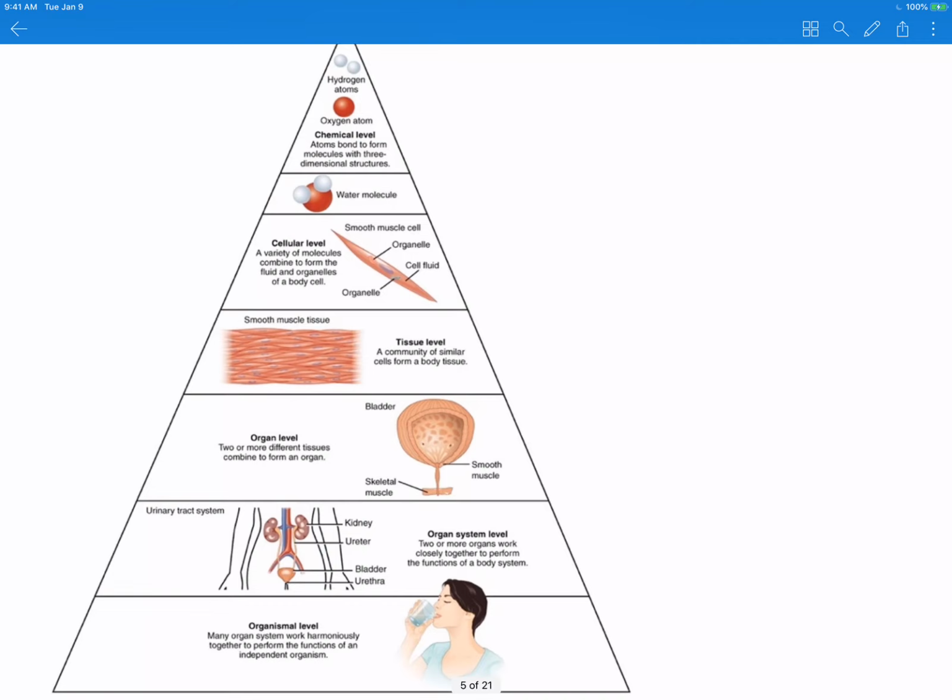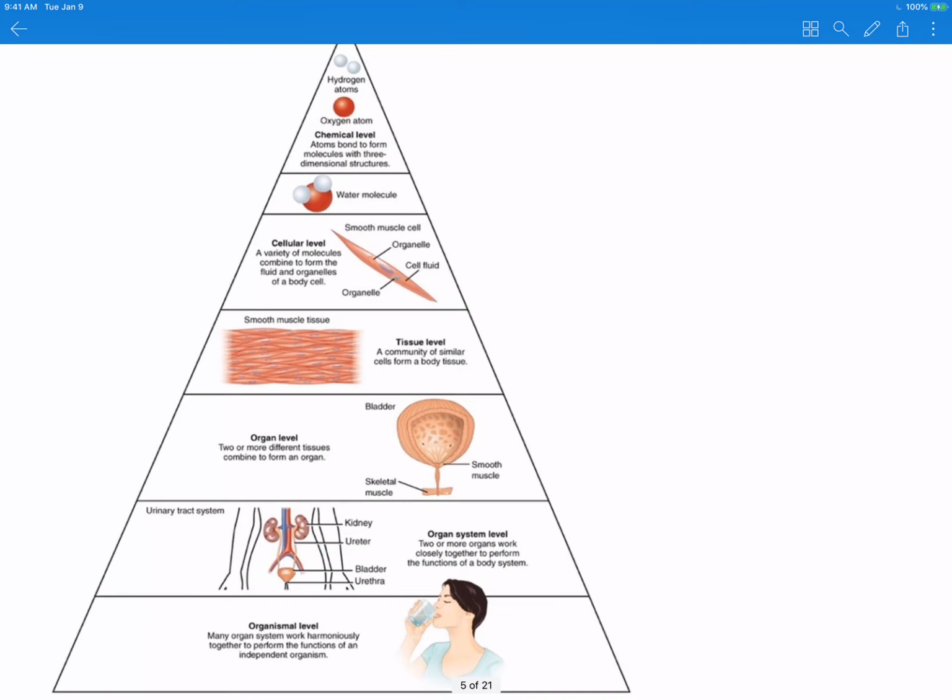A bone is made up of different types of tissues. It's made up of connective tissue and epithelial tissue in the blood vessels inside the bone, and nervous tissue in the nerves inside the bone. Another example could be a blood vessel. A blood vessel is an organ, and it's made up of epithelial tissue and connective tissue. Another example of an organ is a skeletal muscle, and it's comprised of mostly muscle tissue, but also connective tissue and nervous tissue, because we have nerves in our muscles.